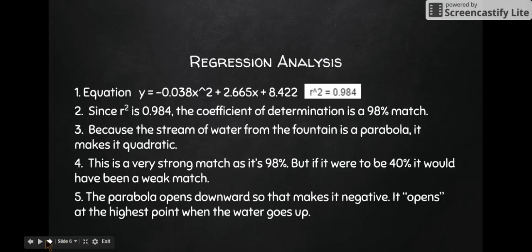And because the stream of water from the fountain is a parabola, it makes it a quadratic. This is a very strong match as it's 98%. But if it would have been like 40%, then it would have been a really weak match. So the closer you can get to 100, the better off you are.